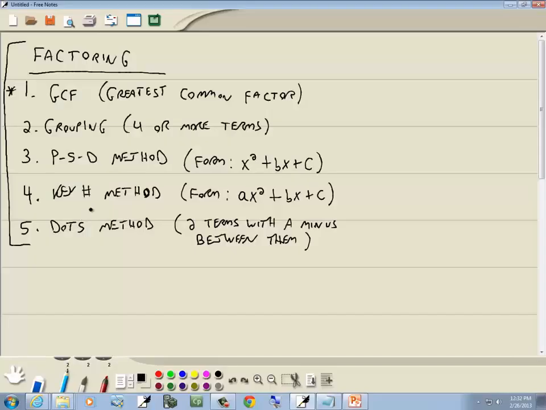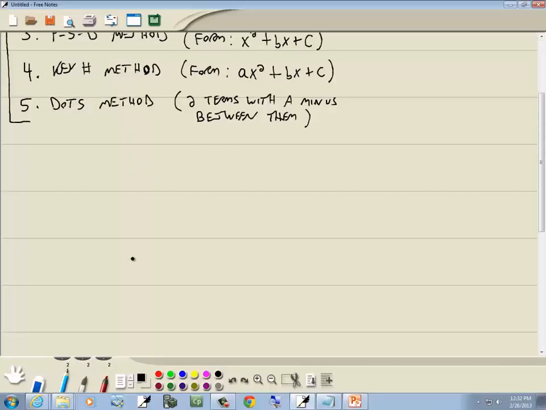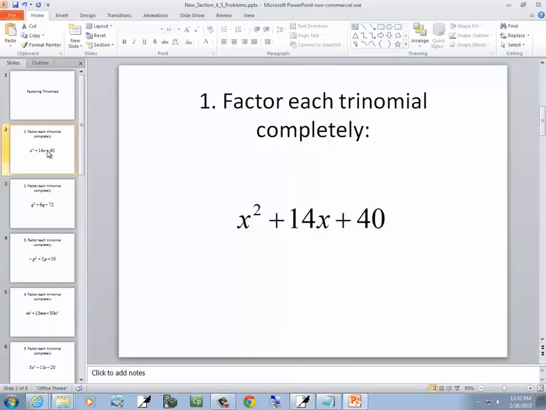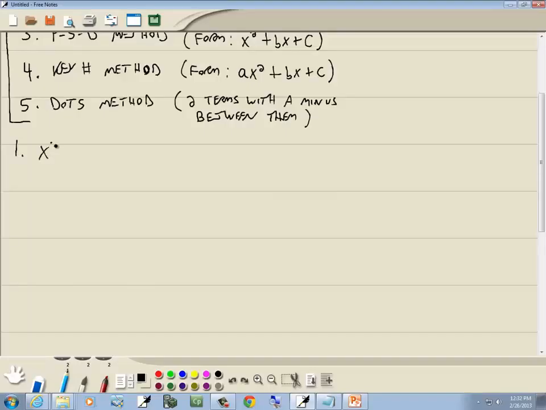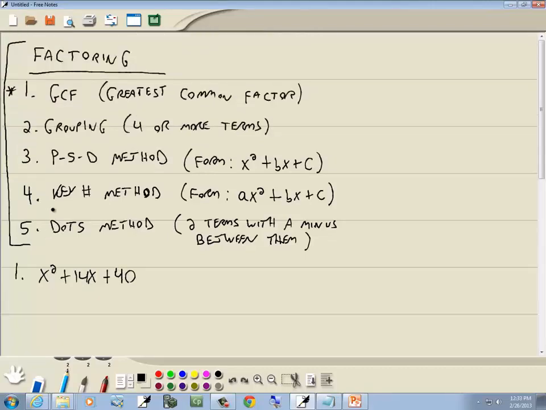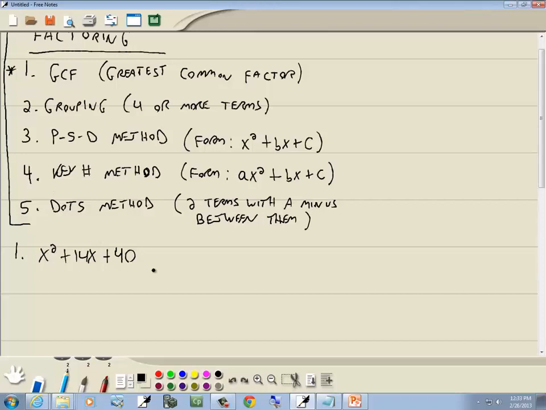Let's look at our first one here. We got x squared plus 14x plus 40. Let's start going through our methods. GCF, greatest common factor, they don't have anything in common. Grouping, that's only when you have 4 or more terms, so that doesn't work.